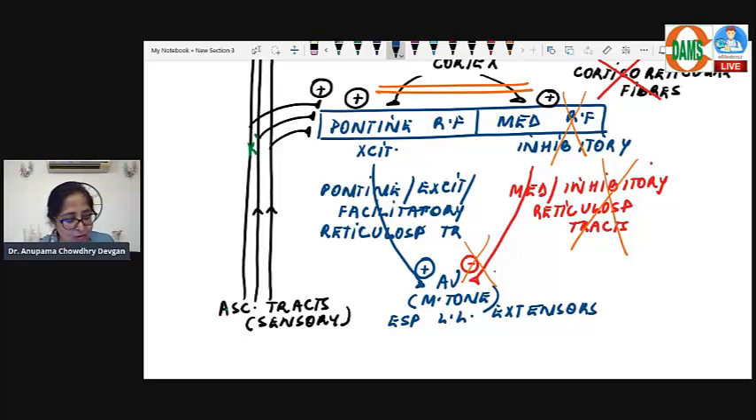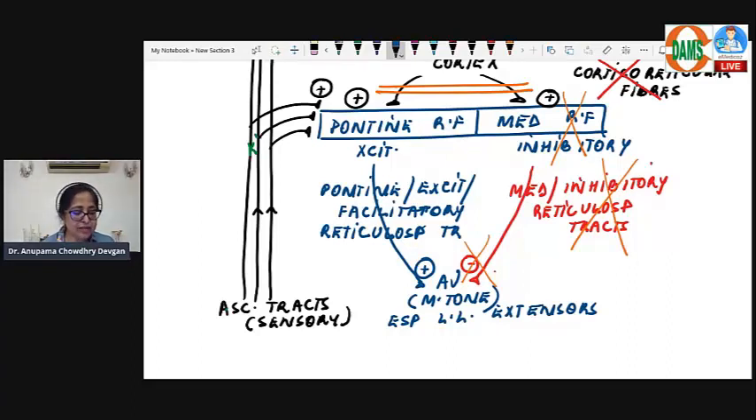Rubrospinal, tectospinal tract also. Okay. A gamma motor fibers originate in the pontine. No, where will A gamma be? I told you, they are spinal, beta. In the anterior horn, both A alpha and A gamma will be there. Okay? All right.